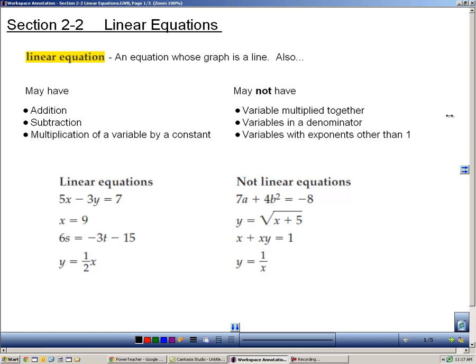Section 2.2 is about linear equations, equations of a line, equations that create lines. The definition of a linear equation is an equation whose graph is a line. And then here you see some things that make up linear equations and things that don't.